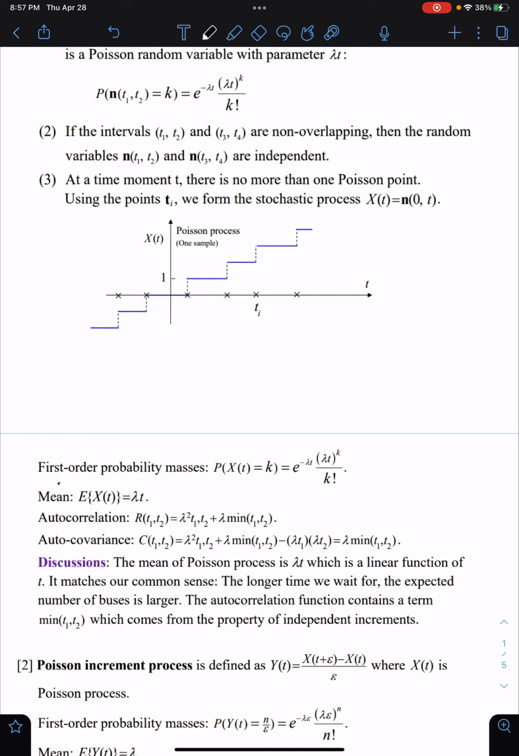Furthermore, we discuss this process a little bit. The mean of the Poisson process, lambda t, is a linear function of t, which matches our common sense: the longer time we wait, the larger the expected number of buses is. Then the autocorrelation function contains a term of min(t1, t2), which comes from the property of independent increments.